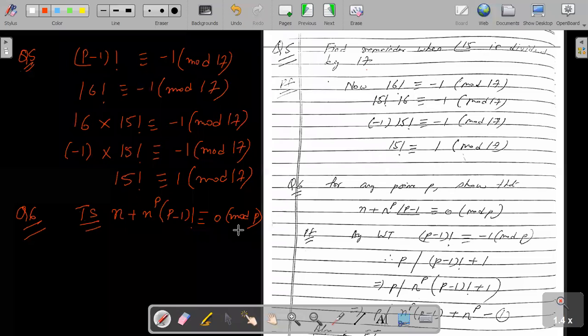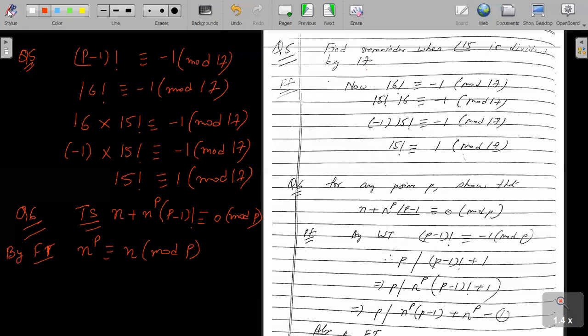मैम पी की पावर है और फैक्टोरियल भी है। p की पावर और फैक्टोरियल दोनों है, इसका मतलब हमें एक चीज तो क्लियर है कि हमें फर्मेट्स थ्योरम लगाना पड़ेगा। So again by Fermat's theorem, n raised to power p is congruent to n mod p, right? और similarly p minus 1 factorial is congruent to minus 1 mod p by Wilson's theorem.